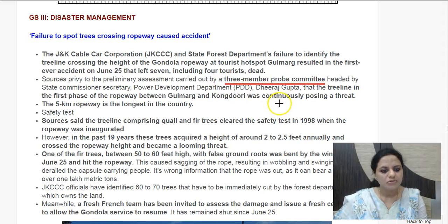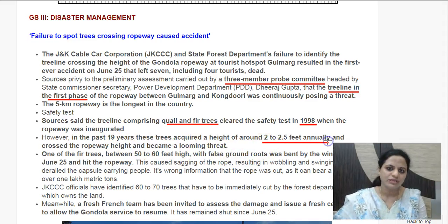it came to the conclusion that it was the tree line in the first phase of the ropeway that had caused the trouble. So these trees here have grown. So from 1998 when the safety tests were conducted, so there are these quail and fir trees in this region. So this tree line then was fine. But now in the past 19 years, they have acquired around 2 to 2.5 feet annually. So now they have become a threat, and this was a looming threat for long, and finally it has struck.